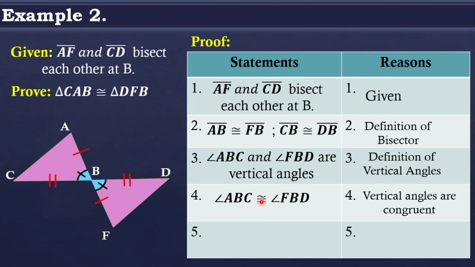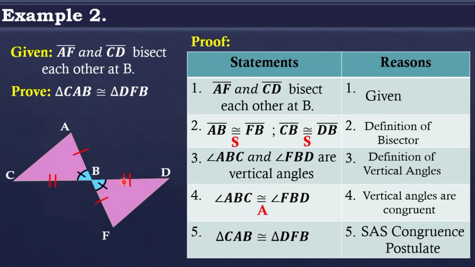Now, so we can now prove, since meron na tayong given, that triangle CAB is congruent to triangle DFB. Okay, so we have here side, we have here another side, and then you have here angle. Now, if you will try to look at the figure, your angle here is included. So, therefore, this is SAS by SAS congruence postulate.